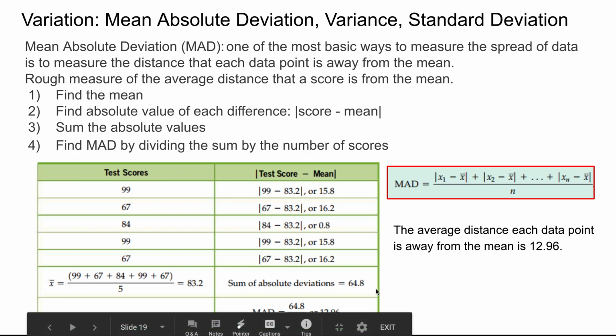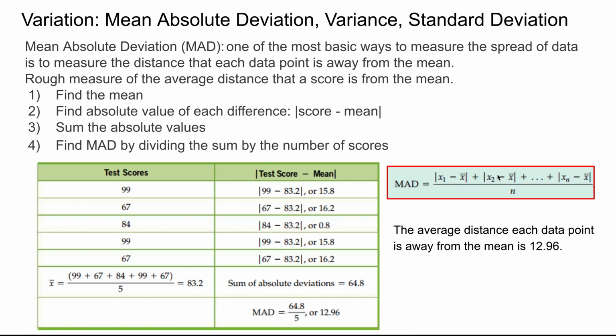Right, so write this down in your notebook. Mean absolute deviation can be found as follows. First, you're gonna find the mean, right? You're gonna find the mean because you have to find the difference between mean and the score. So you need to do subtraction of score and mean, right? But you need to find the absolute value of that.